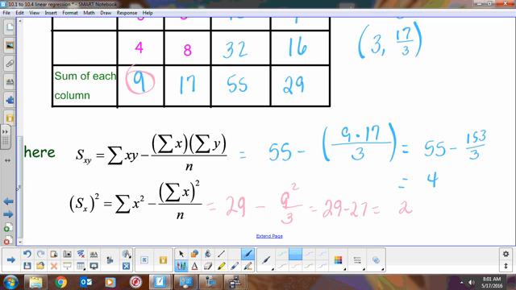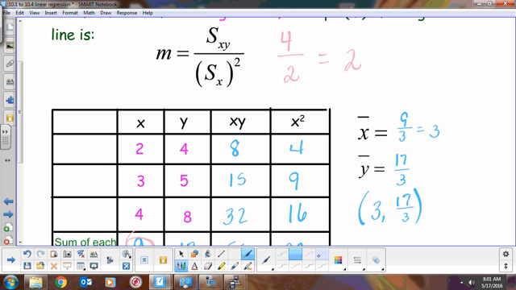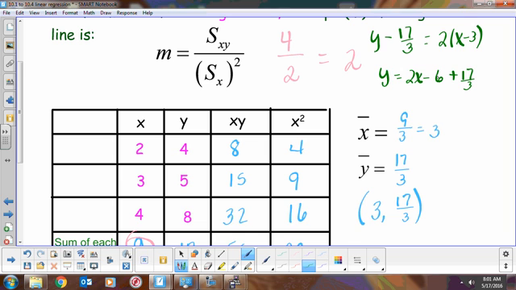Okay, so now we are going to find the equation of the line. There's my ordered pair, there's my slope. So we'll say y minus 17/3 is equal to 2 times (x minus 3). So you've got y is equal to 2x minus 6 plus 17/3. Do you agree that's 18/3? Negative 18/3 plus 17/3 is minus 1/3. That would be your regression line.